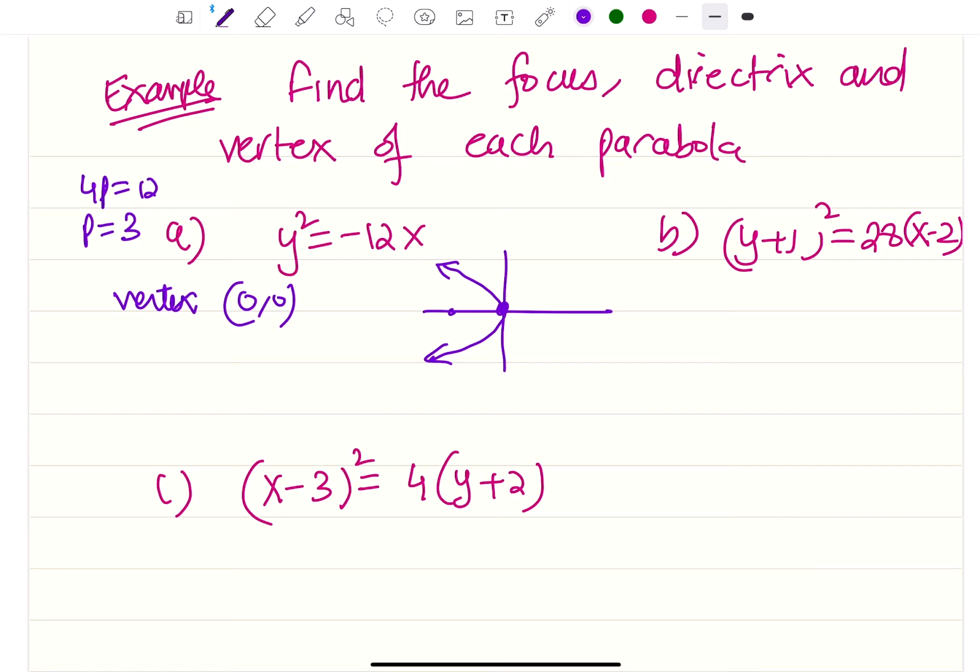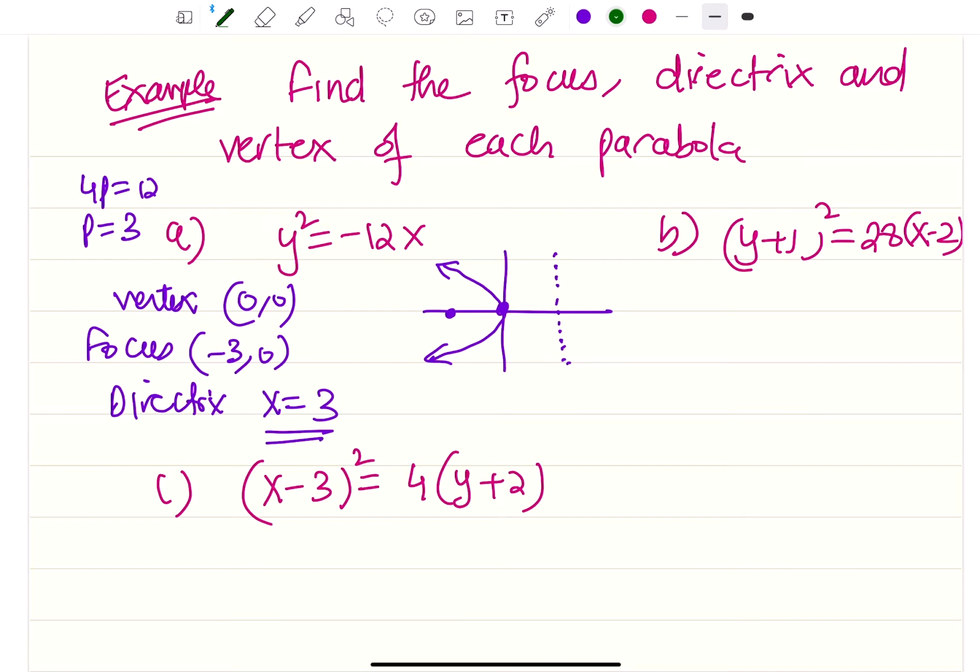And the focus is going to be 3 units inside. My focus for this parabola is going to be 3 units along the line passing through the vertex, inside. So x would be -3, y would be 0. And for the directrix, the equation of the directrix would be x = 3.